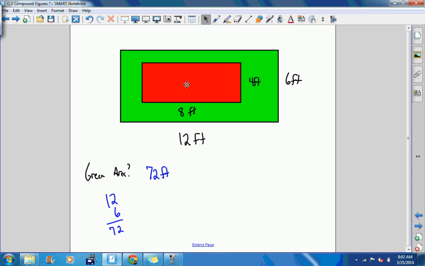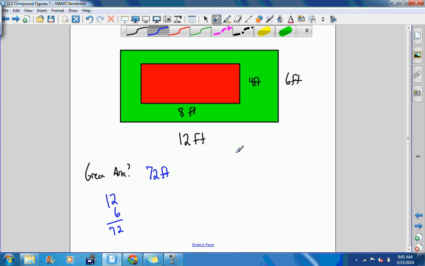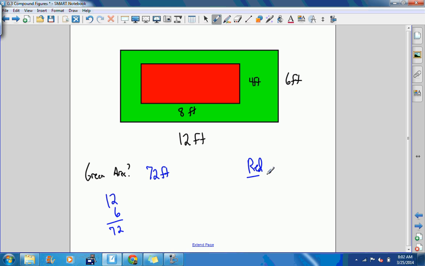But this red is taking away some of the green area. So then we have to find the red, which is 8 times 4, which is 32 square feet. And then the new green area would be the green minus the red, which is 40 square feet. So the idea here is that to find this green piece on the outside, we have to take the whole outside box, subtracting the inside piece, and that will give us our answer here of 40 square feet.